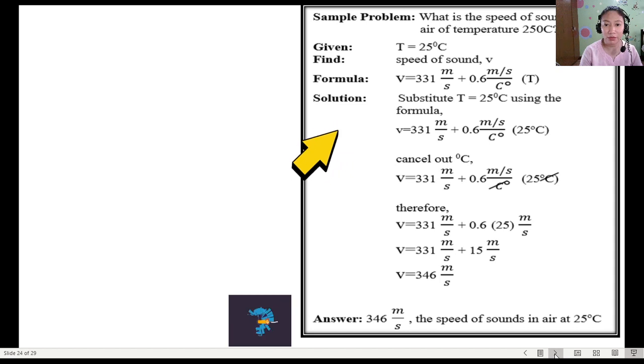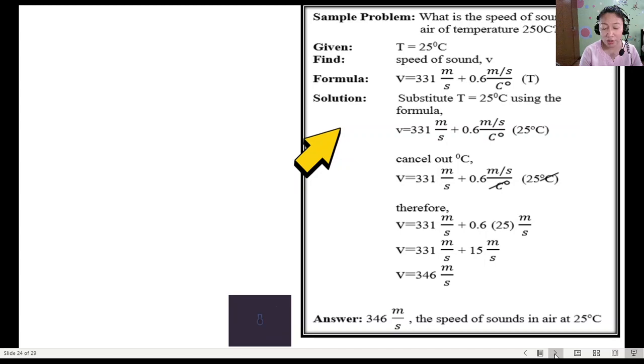So, the formula, nandun na kanina sa screen, pinakita natin, V is equal to 331 meter per second plus 0.6 meter per second per Celsius degree. Then you multiply it by the temperature given. So, solution, substitute the temperature 25 degrees Celsius using the formula. So, we multiply 25 degrees Celsius to 0.6 meter per second per Celsius degree.